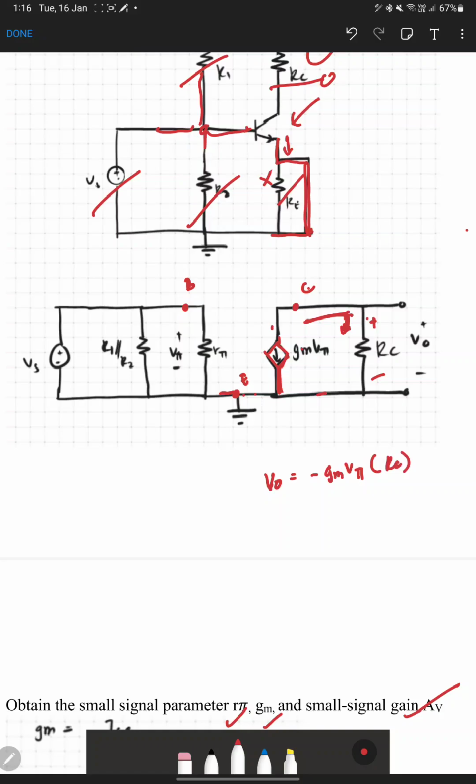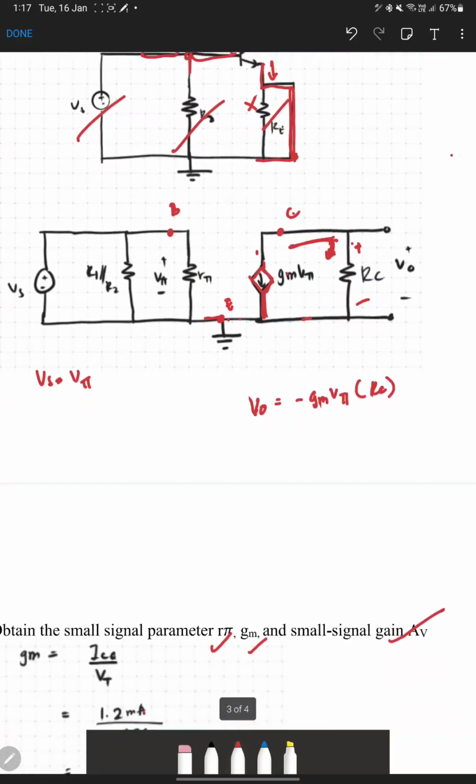Now what is the value for the V in, Vs? What is the relation between Vs and V pi? V pi is parallel with the Vs. They are parallel, so means that the voltage in parallel is equal. Means that Vs equal to V pi. Right.